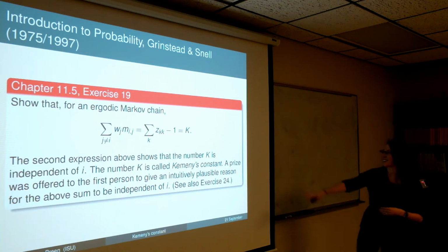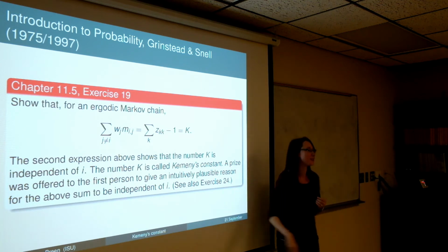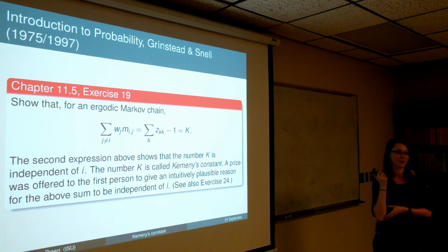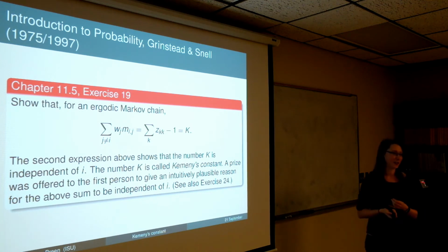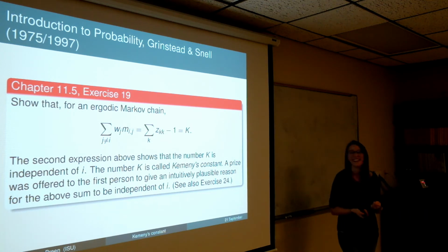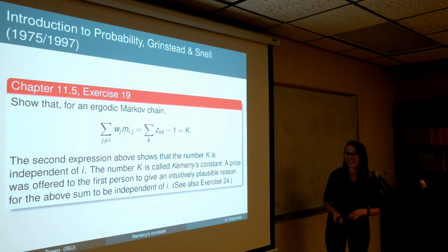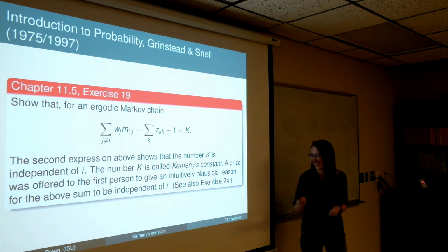So if you're wondering what exercise 24 was, exercise 24 is: Peter Doyle has given the following explanation for why Kemeny's constant should be a constant. Do you think he should have gotten the prize? So he was given the prize, but I think it was $50. And they mailed it to him, and it got lost in the mail. So that's the end of the story of the cash prize.